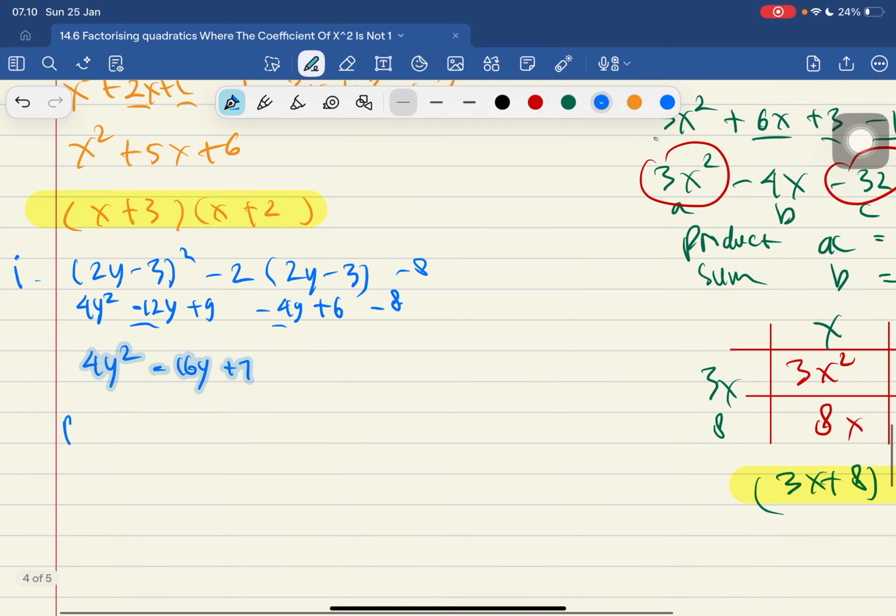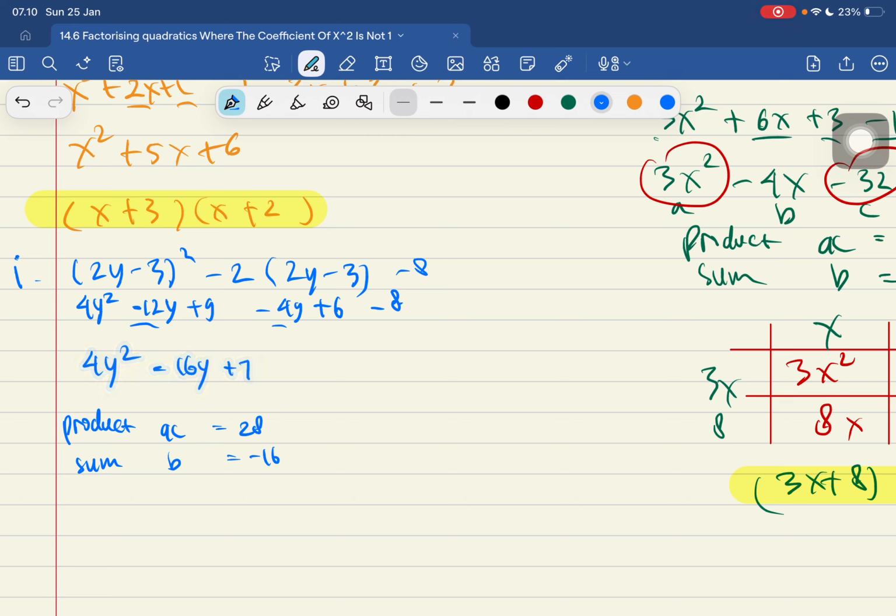Okay, so we need to find the product AC, which is 4 times 7 is 28, and the sum of B, which is minus 16. To make it 28, then we got it. This is 14 and 2, so to make it minus 16, both of them are going to be minus. And write it into the table.